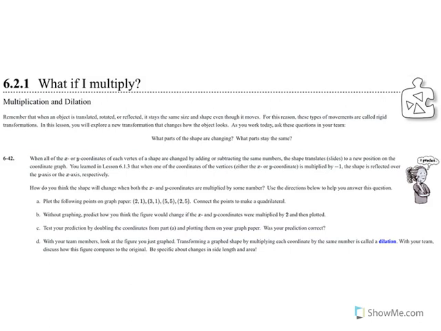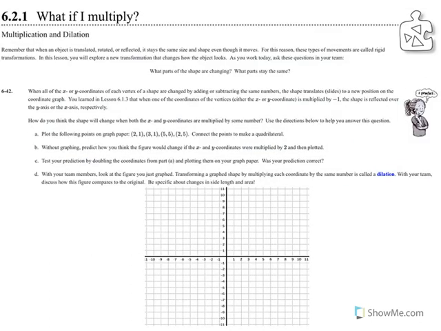So it says, how do you think the shape will change when both the x and y coordinates are multiplied by the same number? Use the directions below to help you answer the question. Plot the points on graph paper. I'm going to add my graph paper in here so I can do this with you guys. Okay, before we do this, how do you think the shape will change if you multiply by the same number on the x and the y? I want you to make that prediction in your notebook, so just write a prediction about what you think will happen if you multiply the x and y coordinates by the same number. So go ahead and make that prediction, pause this to make your prediction, and then we'll do the next part.